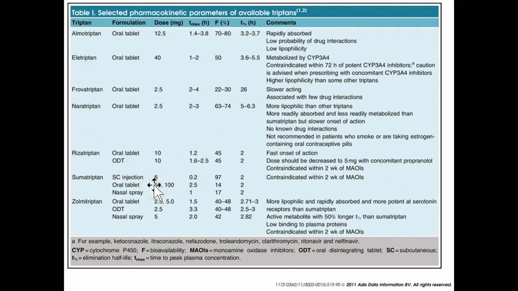Really, the fastest onset by a long shot is going to be the sub-Q injection of sumatriptan. It's the only one that's injectable. So for an emergent headache, urgent care, emergency medicine type thing, this is going to be the one you're going to use primarily if you want something faster than an oral medication.